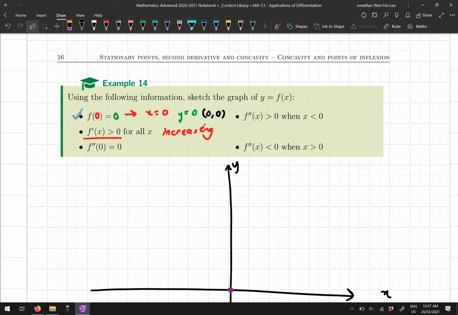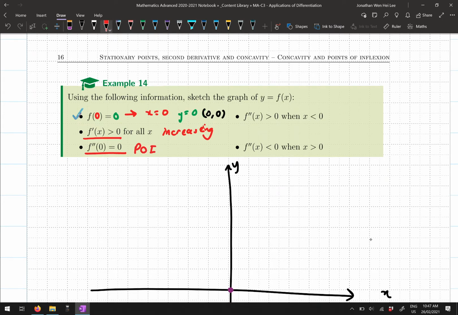Next dot point. And I think these next three actually combine together quite well. F double dash 0 is equal to 0. What does it mean at x is equal to 0? Is it a stationary point? Point of what? This means that we have a point of inflection.